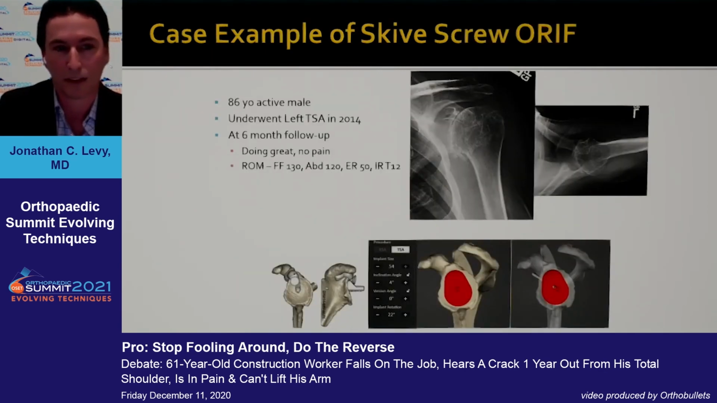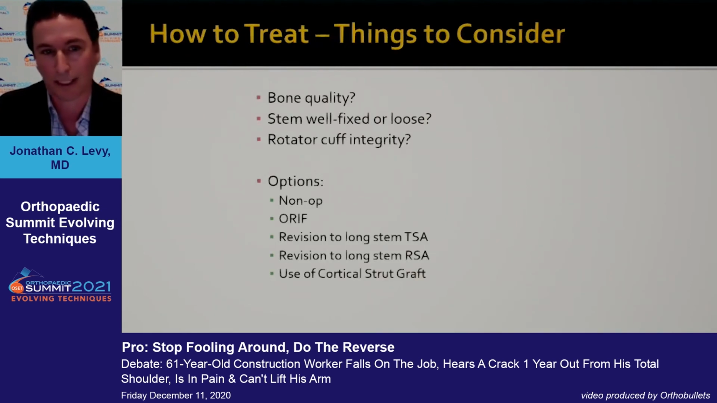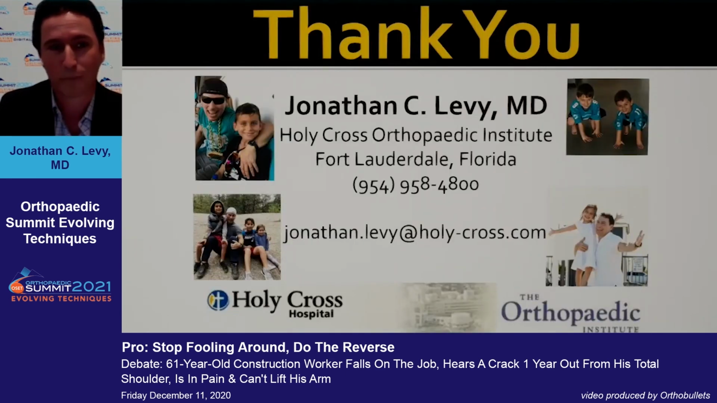So yeah, this was another Skive screw technique in an 86-year-old patient who had a total shoulder arthroplasty, and he did well until he fell, periprosthetic fracture. This was a case where the bone quality was okay, but the stem was not loose. And so without a loose stem, I'm putting in a fixation technique. So that's all I have to say about periprosthetic fractures.